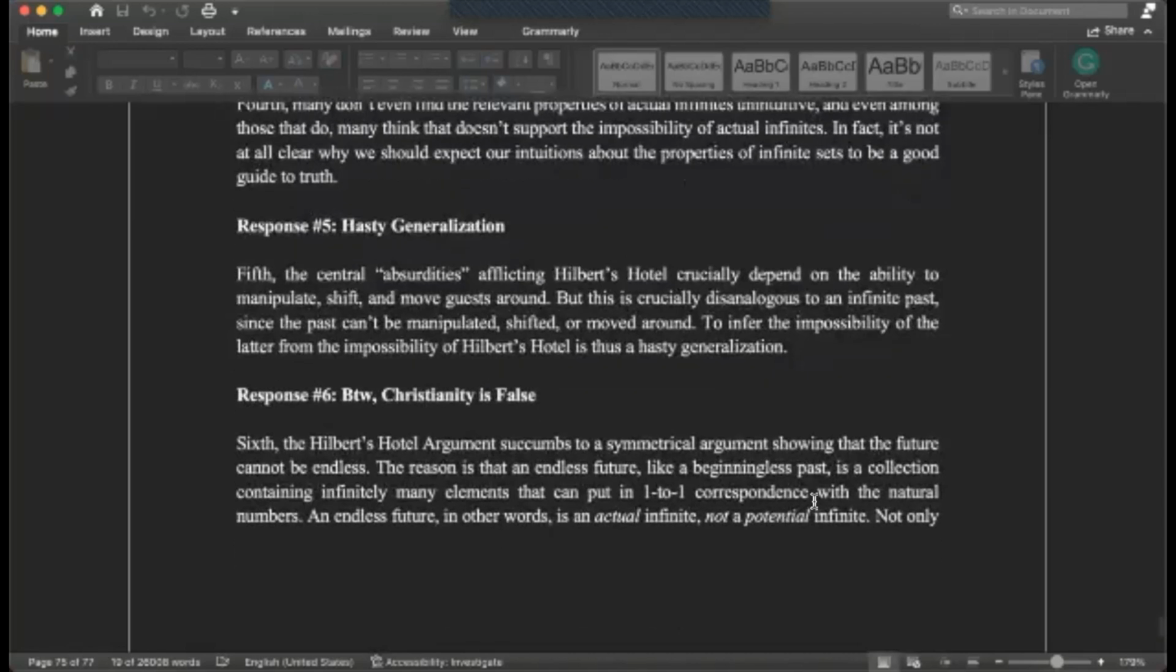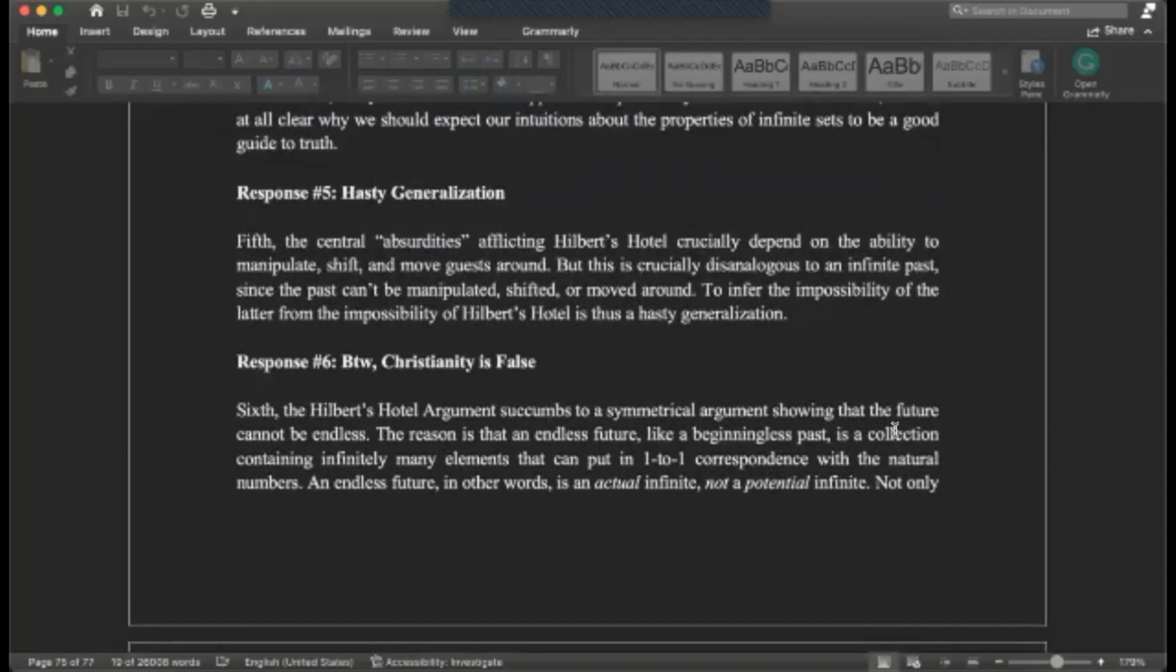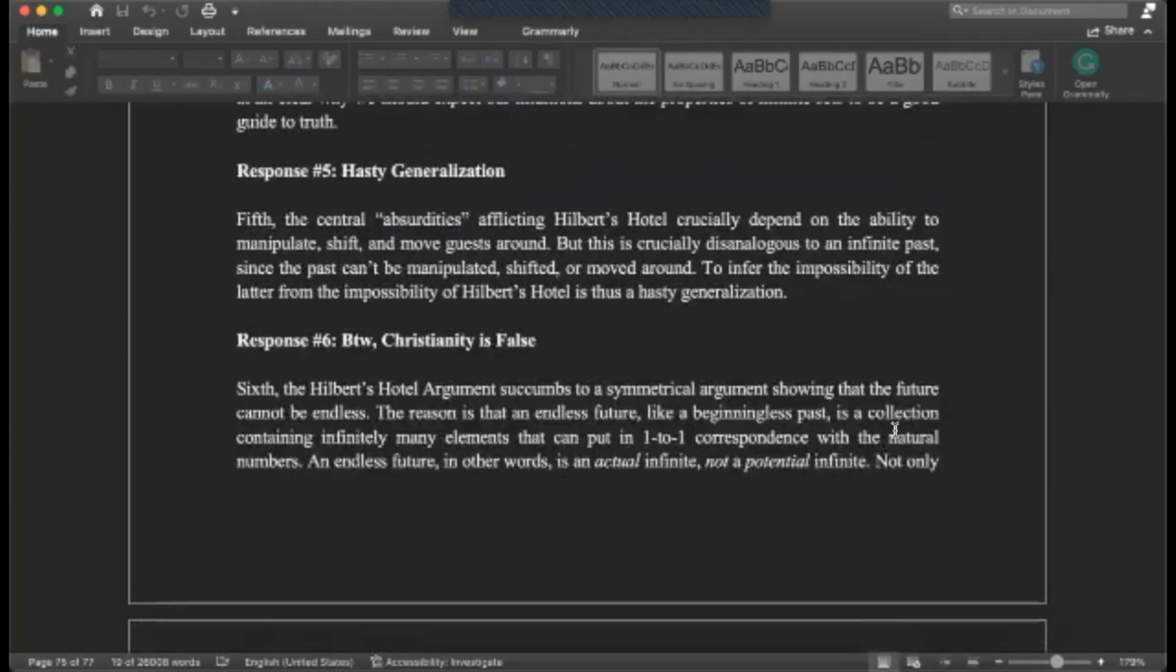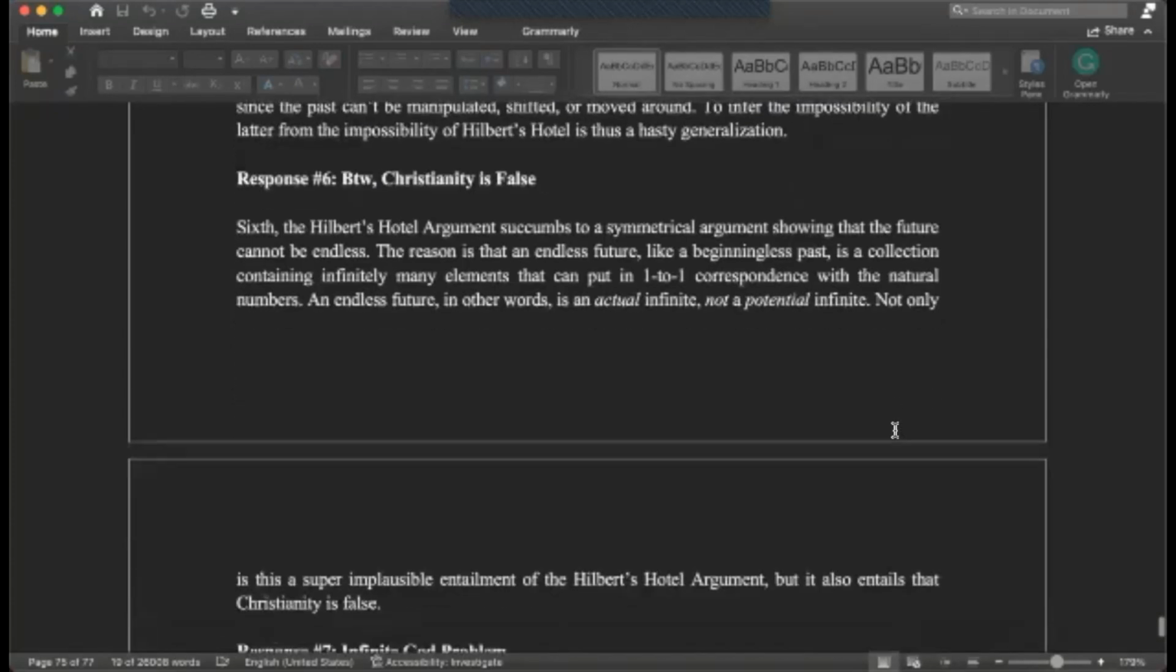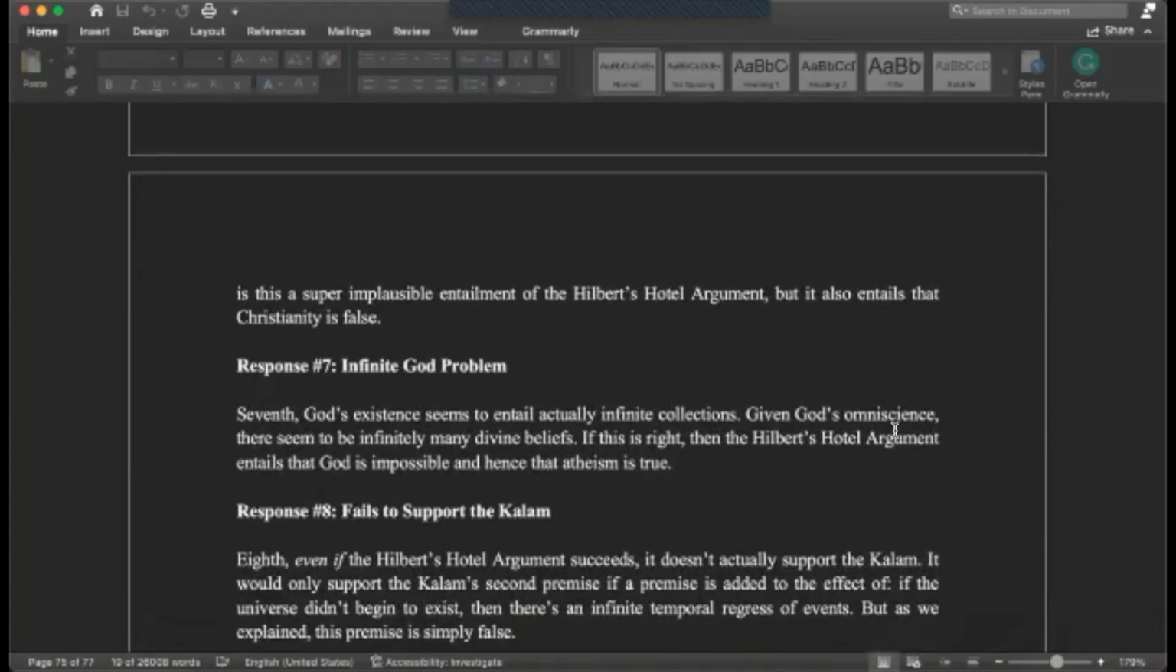Sixth, the Hilbert's Hotel argument succumbs to a symmetrical argument showing that the future cannot be endless. The reason is that an endless future, like a beginningless past, is a collection containing infinitely many elements that can be put in one-to-one correspondence with the natural numbers. An endless future, in other words, is an actual infinite, not a potential infinite. Not only is this a super implausible entailment of the Hilbert's Hotel argument, but it also entails that, by the way, Christianity is false. Seventh, God's existence seems to entail actually infinite collections.